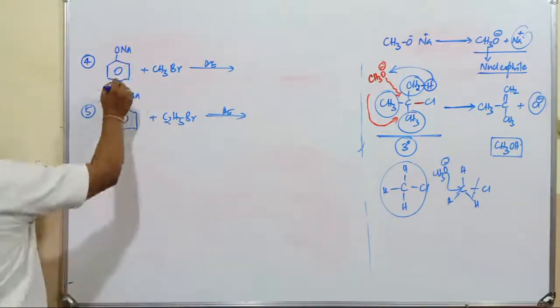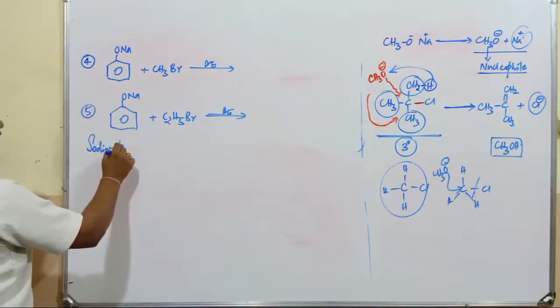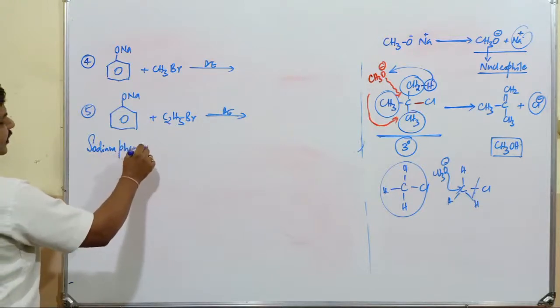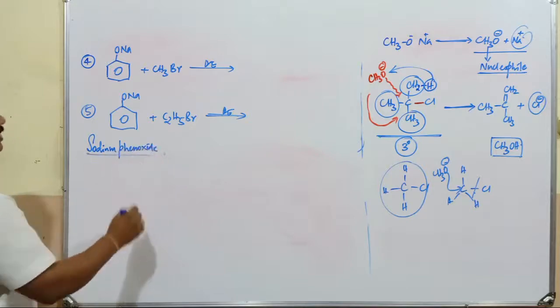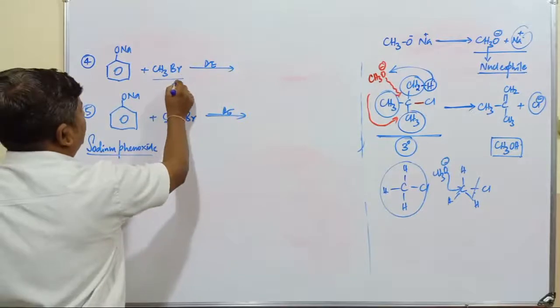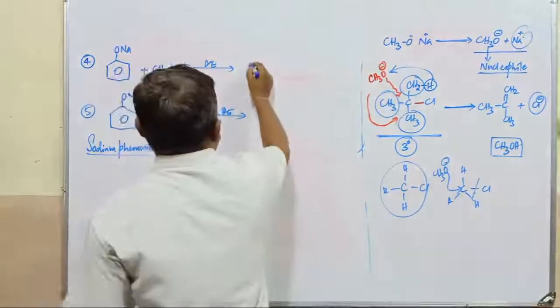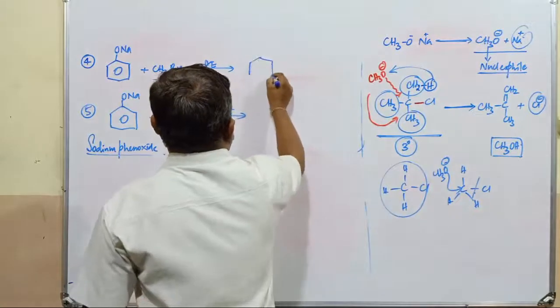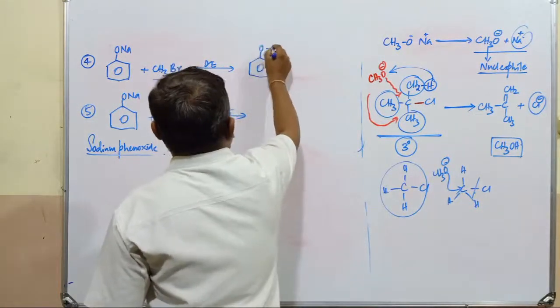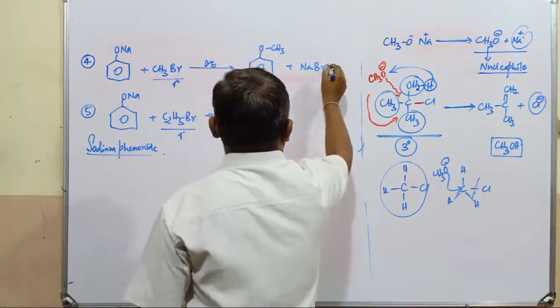What is the name of this molecule? Both are the same: sodium phenoxide, or sodium phenate. Methyl bromide and ethyl bromide. This is a 1 degree alkyl halide, and this is also a 1 degree alkyl halide. Both are 1 degree, so naturally formation of ether should take place. So the compound is OCH3 plus NaBr.